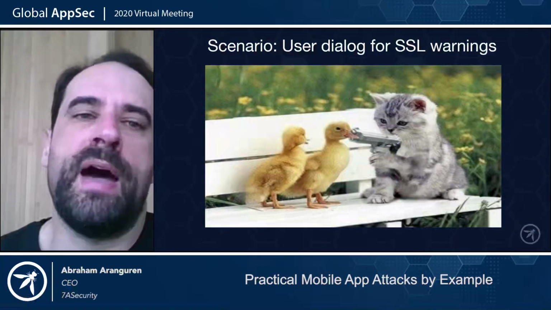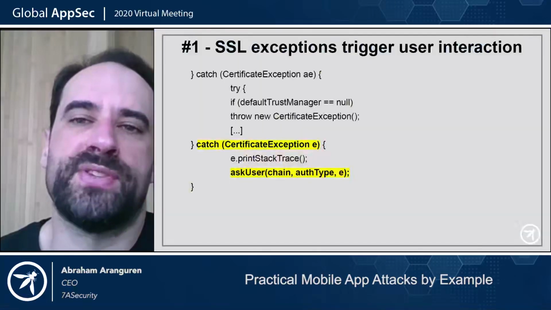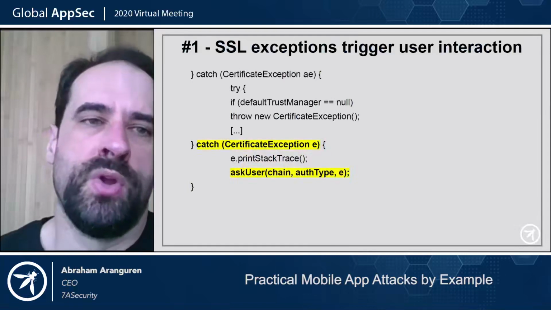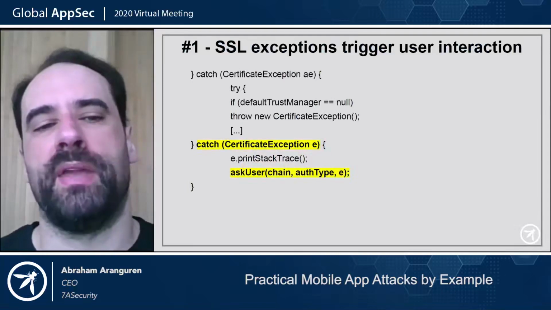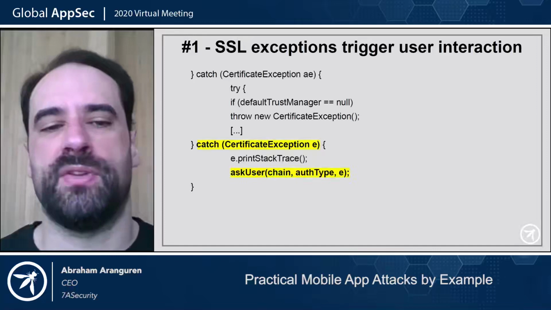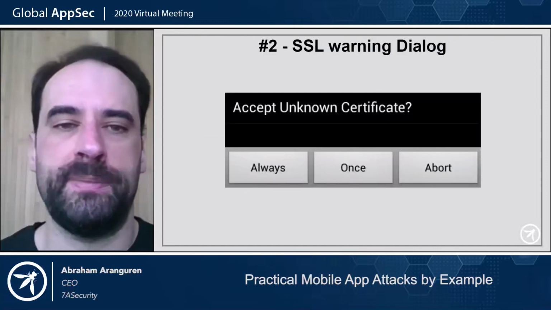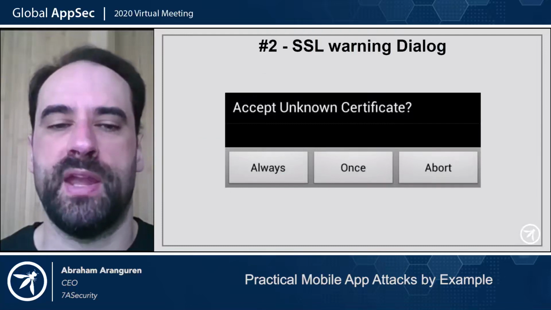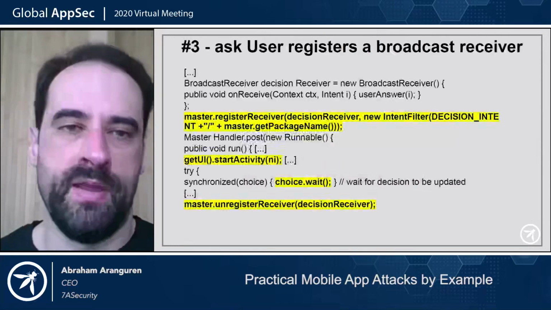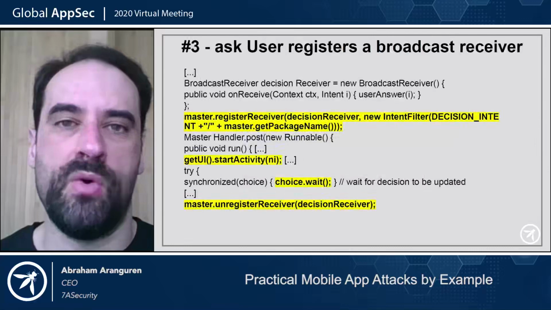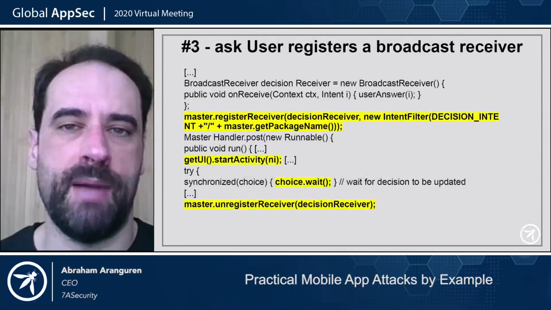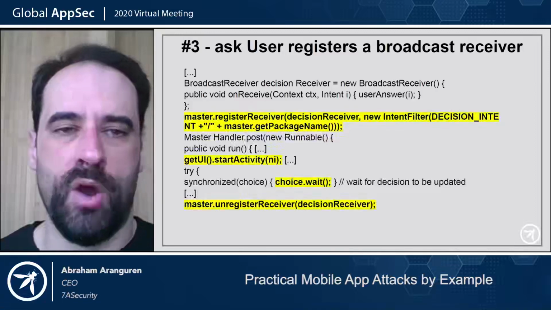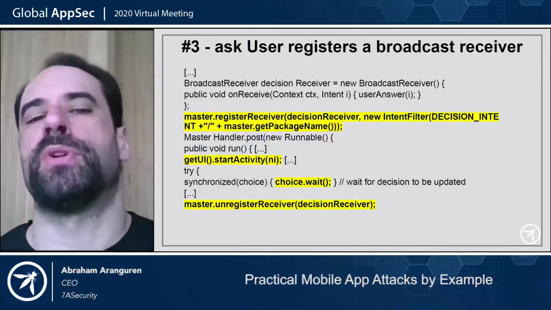Now let's look at user dialog for SSL warnings. So we have this scenario, right? The application catches when the certificate is invalid and asks the user, and the user is going to get something like this: accept non-certificate, always, once, abort. And then this is how the application registers a broadcast receiver, right? So on the fly, and this is something important to know, right?